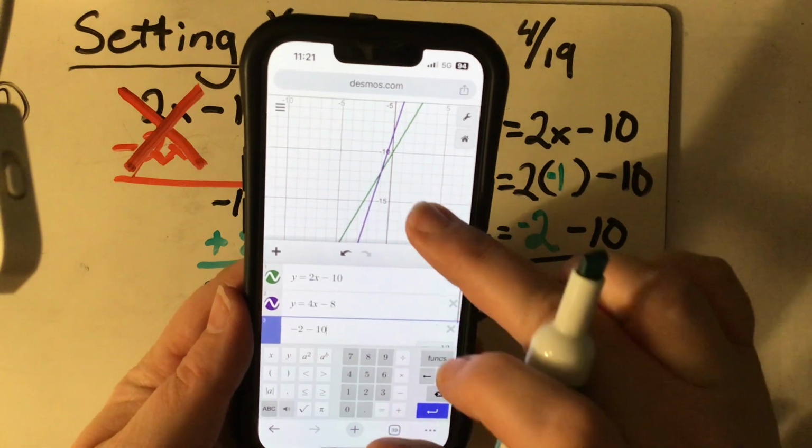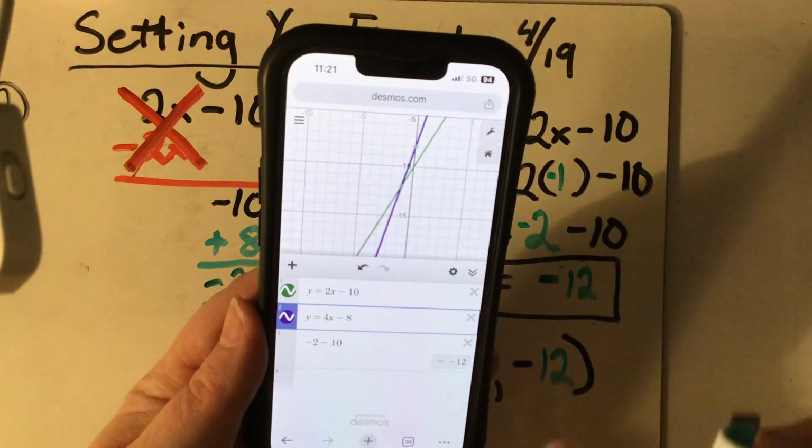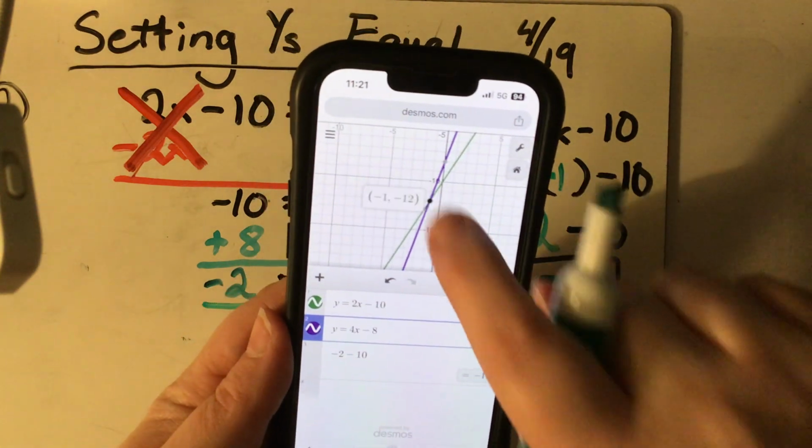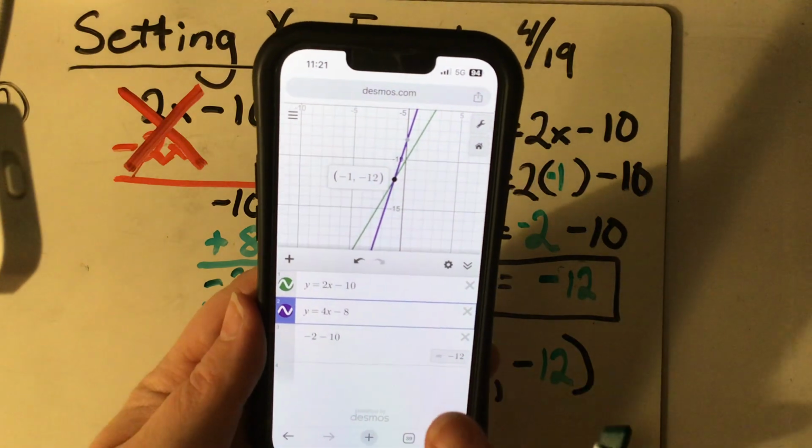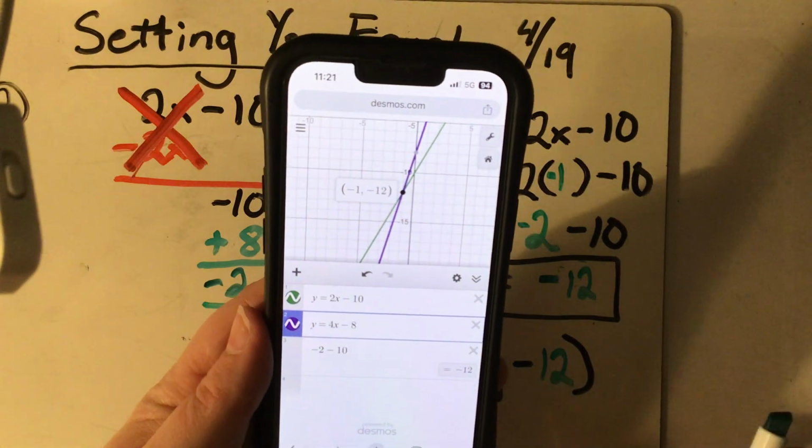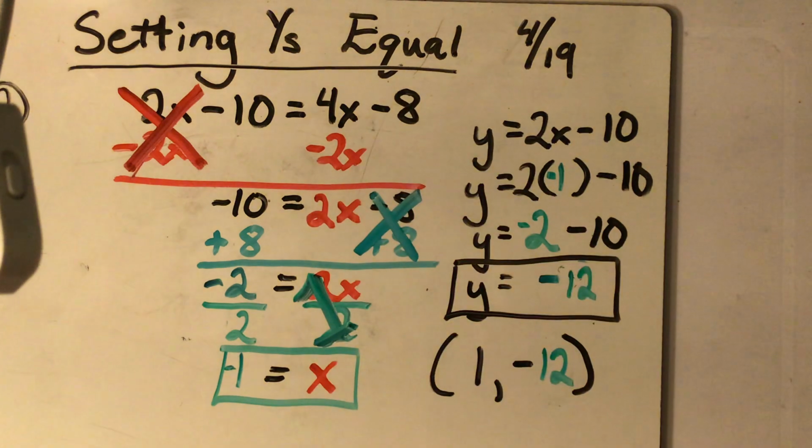And that, my friends, is why we always check our answers on Desmos, because when we're wrong, we find out really quick. Okay, all right, good job, you guys.